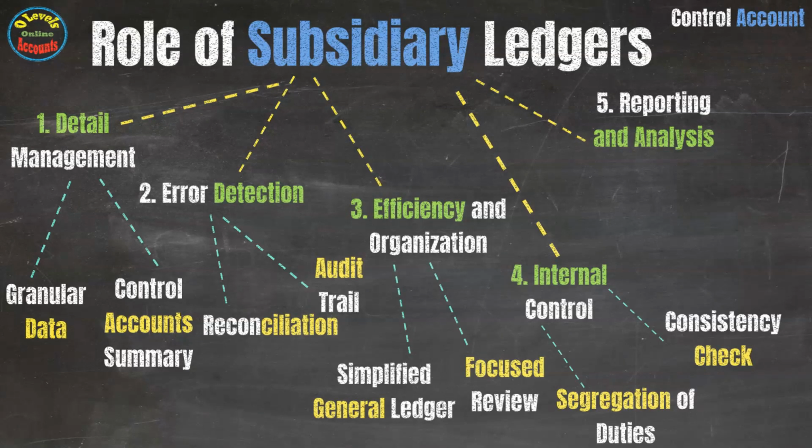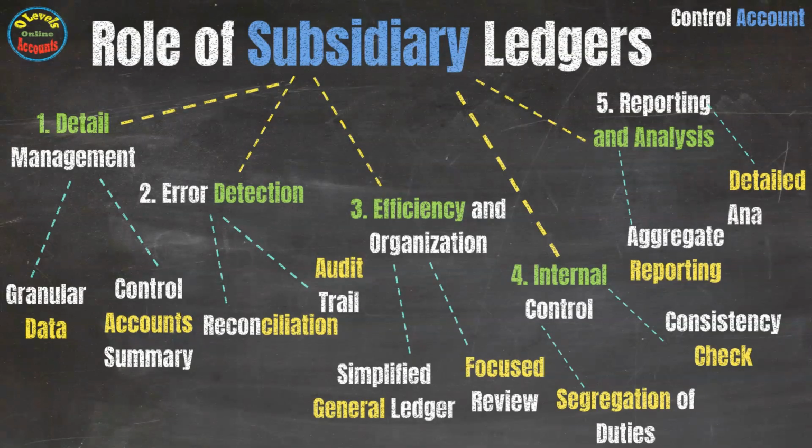These are as follows. The first subpoint is aggregate reporting. Control accounts provide quick access to the overall financial position for certain accounts, for example, total receivables or payables, which is useful for financial reporting and analysis. The second subpoint is detailed analysis. Subsidiary ledgers allow for a more detailed analysis of specific accounts, such as examining individual customer payment histories or supplier transactions, which can be essential for decision-making and managing relationships.